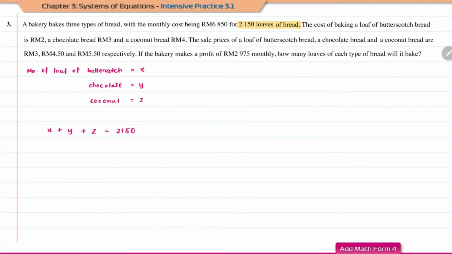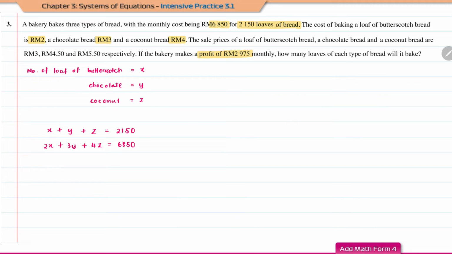Okay, the second equation we can form is based on the cost. So a butterscotch bread is Rm2, the chocolate bread is 3, and the coconut bread is 4. And the monthly cost is 6,850. So to calculate the cost, it is going to be 2x plus 3y plus 4z equal to 6,850.